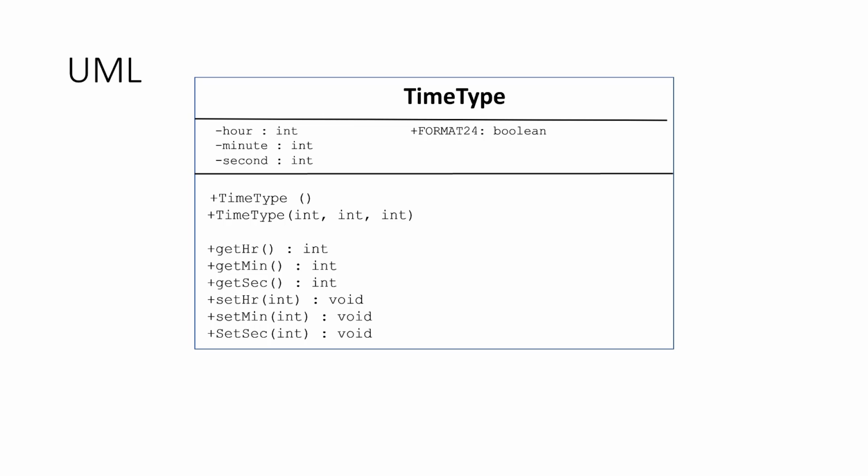This is what our UML diagram looks like now. In the third section of the box, you will see that we have added the 3 getters and the 3 setters. Notice that they are all public, the parameter data types are given, and the return data types are given.